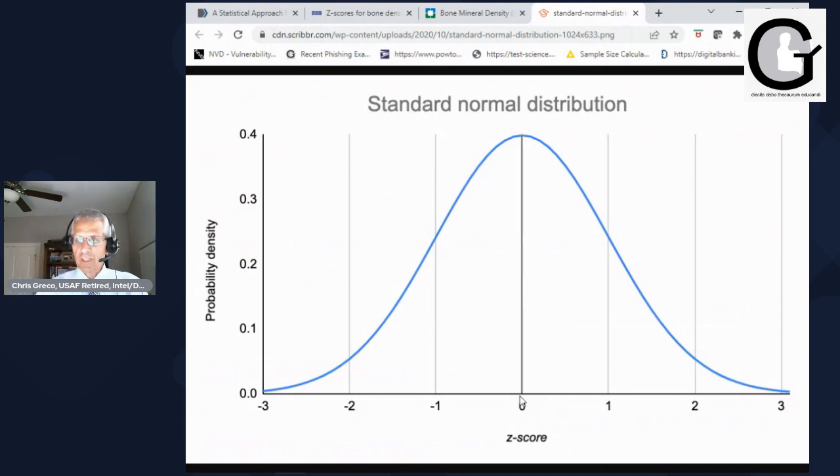This is called a Z-score here. So what are we talking about? We're talking about 0 here, which is also the mean in the Z-score. This is 1 standard deviation, 2 standard deviations, or 3 standard deviations to the right of the mean. And this is 1 standard deviation, 2 standard deviations, or 3 standard deviations to the left of the mean.